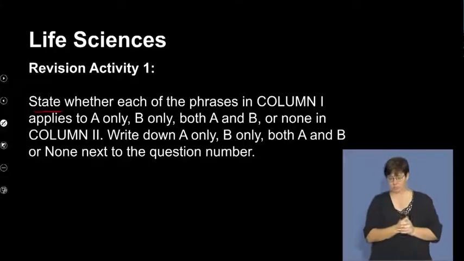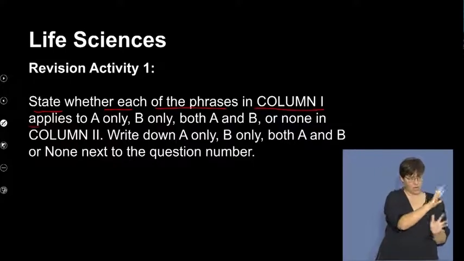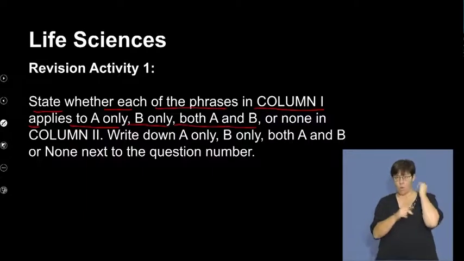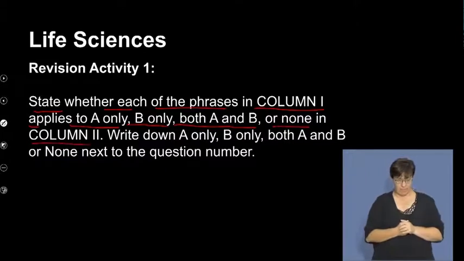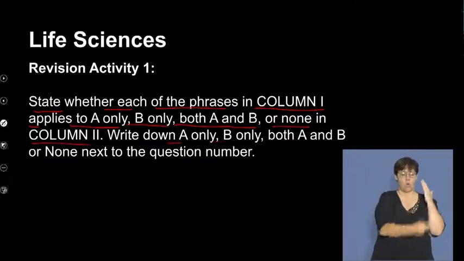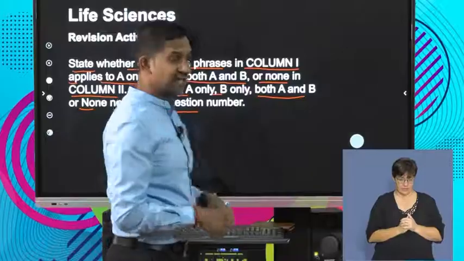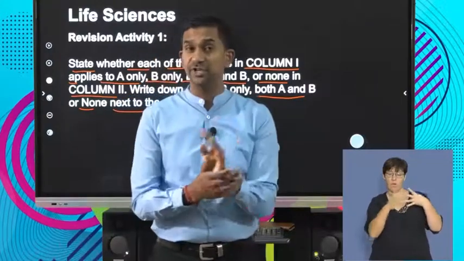So state whether each of these phrases in column 1 applies to A only, B only, both A and B, or none in column 2. And you've got to write down A only, B only, both A, B, or none next to the question numbers. So guys, in this question or these types of questions, there are 4 possible options for each answer.